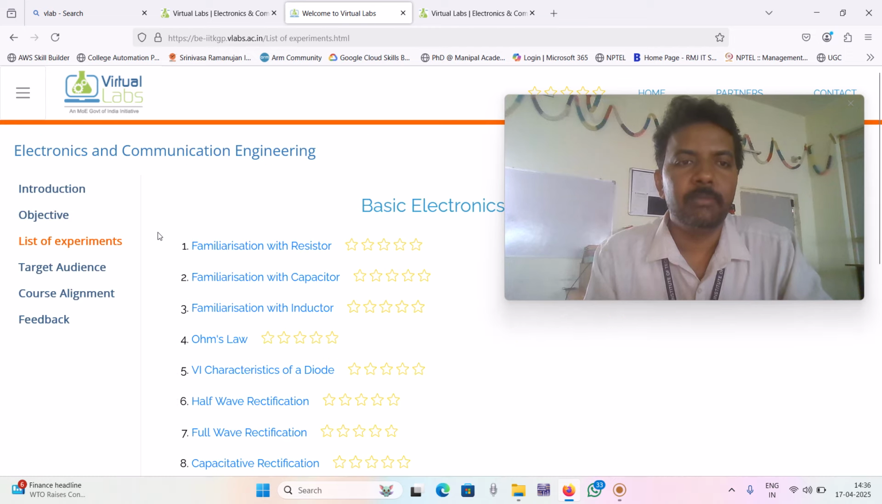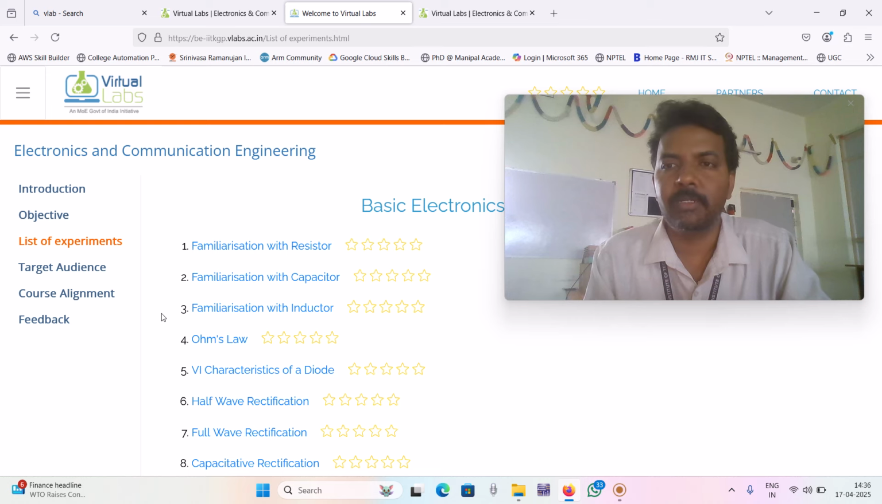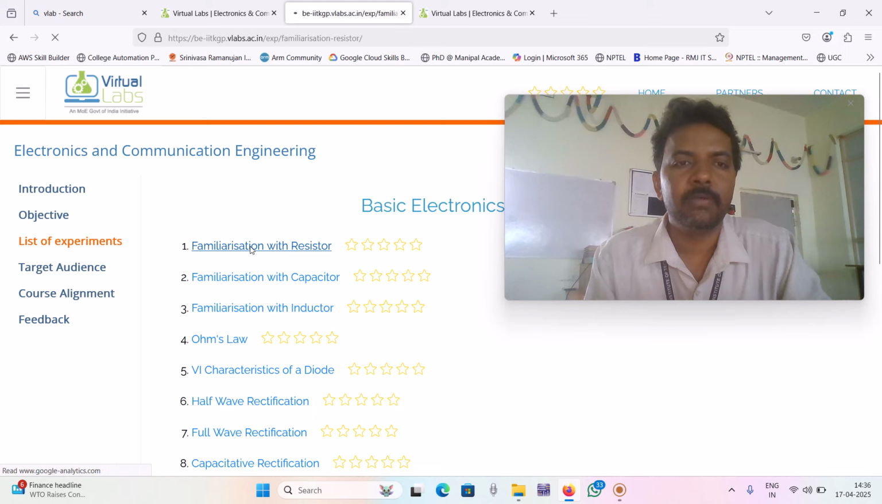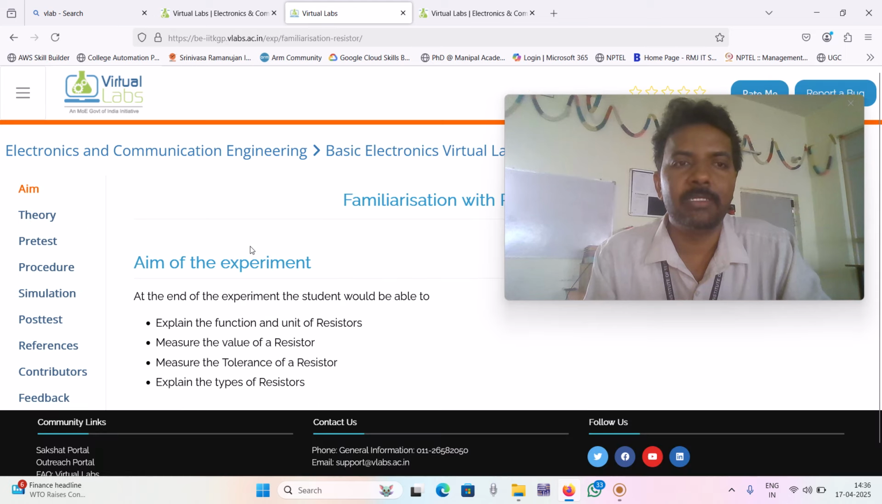Minimum four experiments we are going to conduct. So for that, I am suggesting the first experiment, followed by the fifth one and the sixth or seventh. These experiments are sufficient for getting the knowledge on how to conduct an experiment by using this platform, the virtual laboratory. So for that, you can click on this first experiment, that is familiarization with resistors.